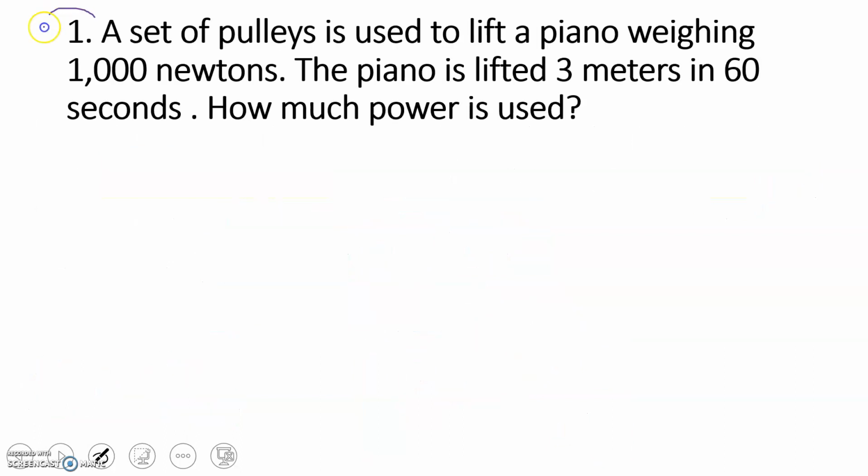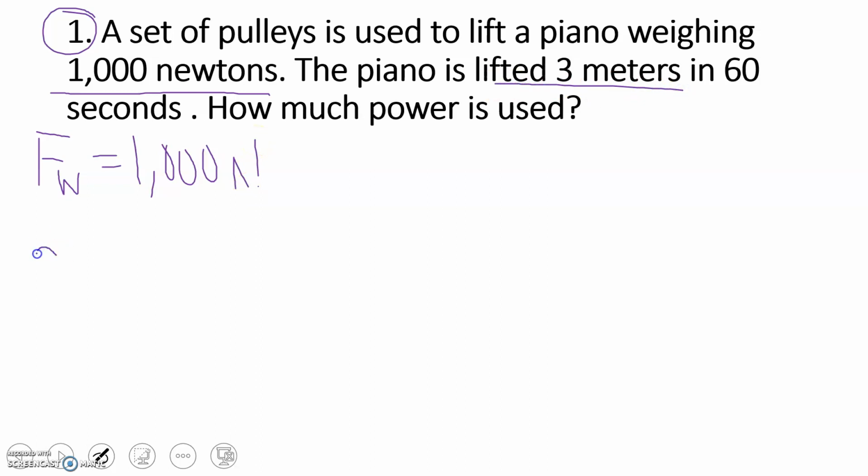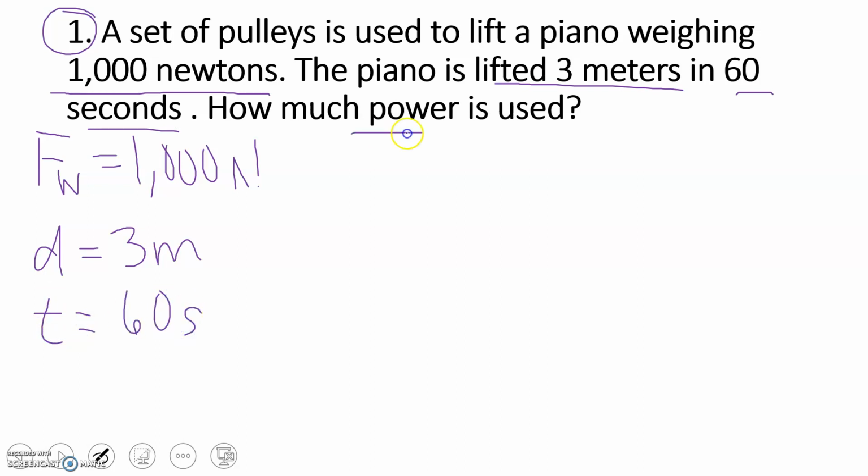Alright, number 1. A set of pulleys is used to lift a piano weighing 1,000 newtons. So the force of weight is going to be 1,000 newtons. The piano is lifted 3 meters. So there's a distance. It's moved a distance of 3 meters in 60 seconds. Wow, 1 minute to do that. This is so realistic. So the time is 60 seconds. So how much power is being used? We are looking for power.